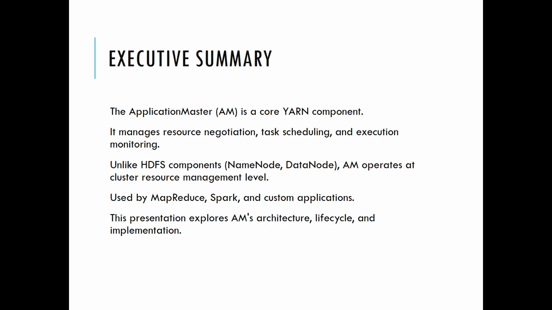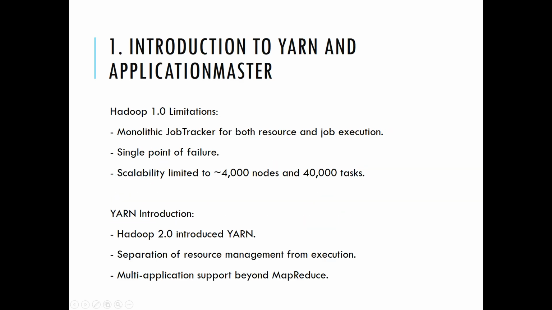In this session, we will explore the ApplicationMaster's architecture, its complete lifecycle, and how to implement one for your own needs. To understand the ApplicationMaster, we must first understand why it was created. Hadoop 1.0 had significant limitations. It relied on a monolithic component called the JobTracker, which was responsible for both cluster resource management and job execution monitoring. This created a single point of failure and severely limited scalability, capping clusters at around 4,000 nodes and 40,000 concurrent tasks. YARN, which stands for Yet Another Resource Negotiator, was introduced in Hadoop 2.0 to solve these problems.